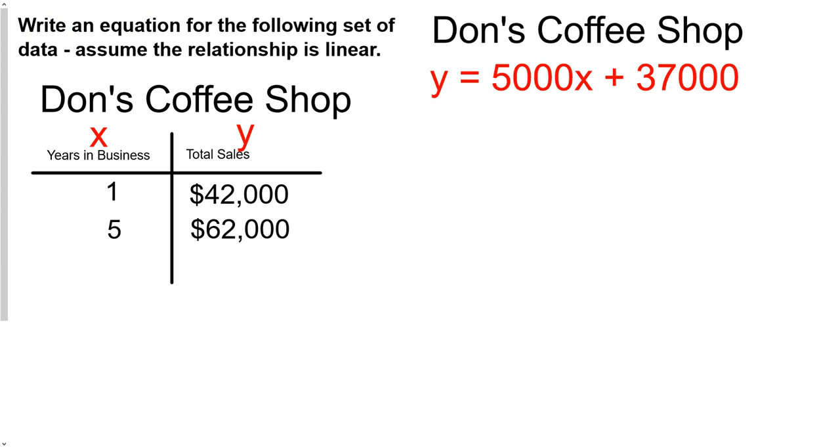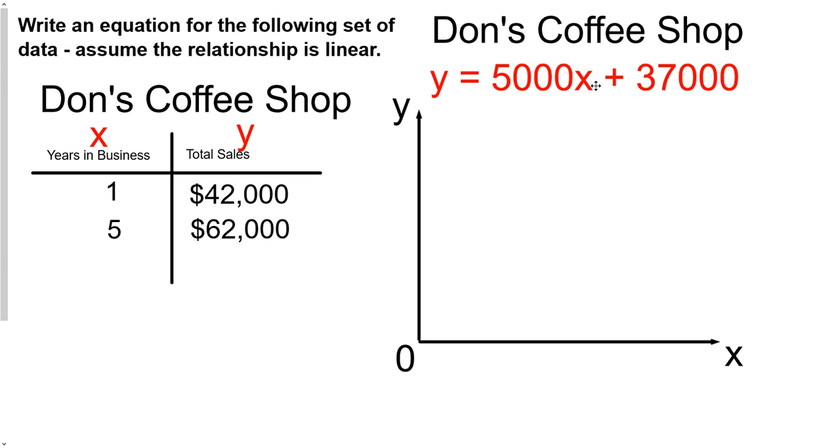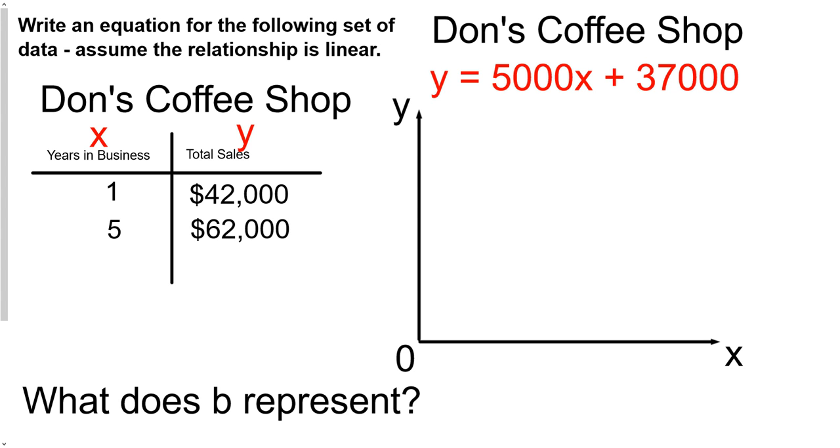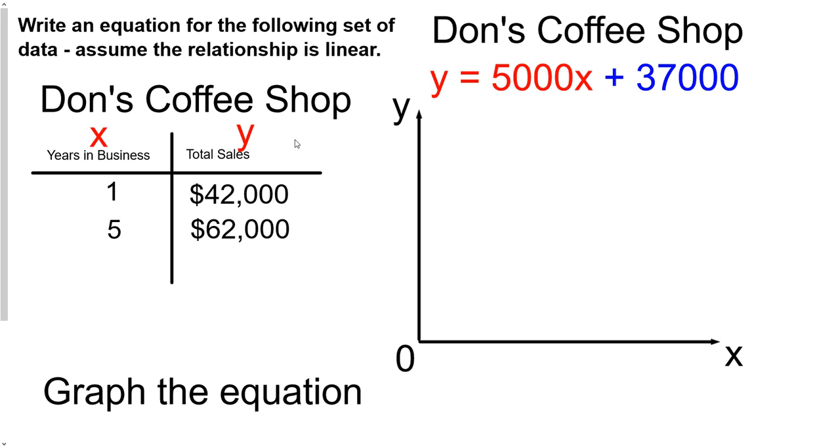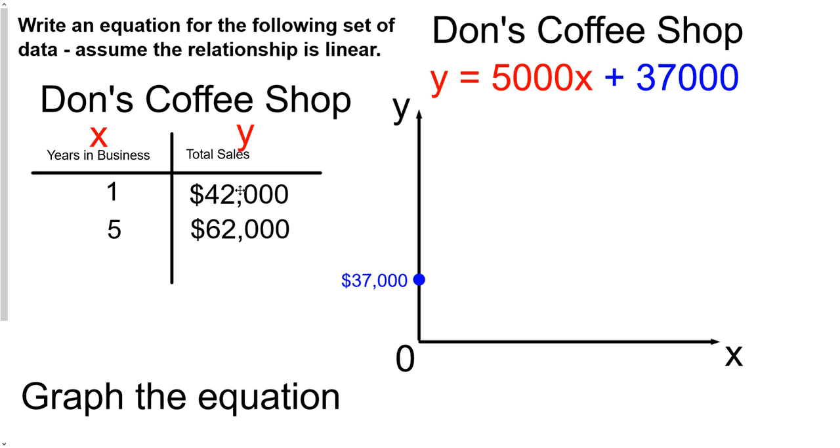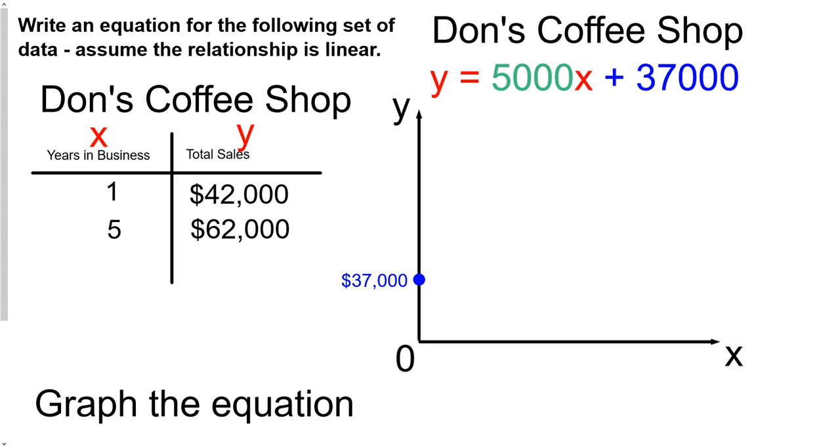Let's take a look at this situation, though. You went through all of that work just like what you used to, as far as taking table data and putting it into an equation. Let's take a look and see what it would look like graphing this equation. We know that the y-intercept is 37,000, and we can literally put 37,000 right here, and then take a look at your slope. It's 5,000, so make that into a fraction. We need to go up 5,000 and then over to the right 1.